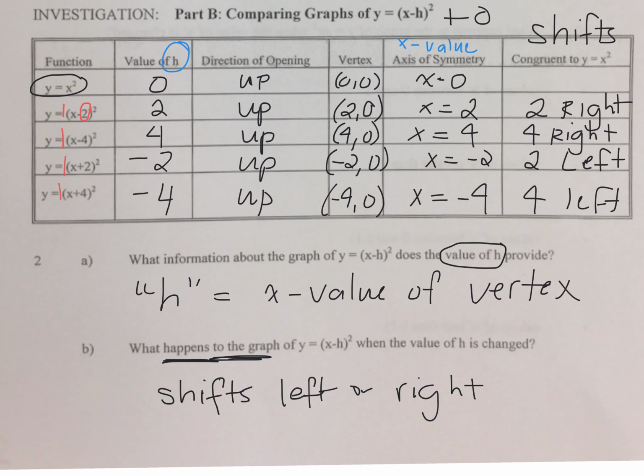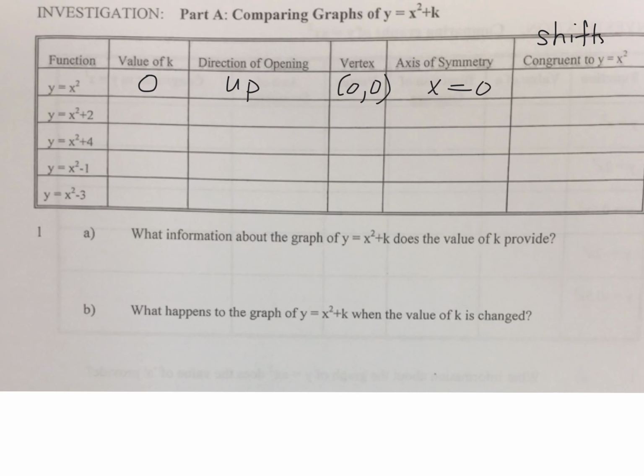Okay, pretty straightforward. For all of these parabolas, what is the a value? Positive 1, positive 1, positive 1, positive 1. So the direction of opening for all of these would be up. So we can fill that part out. Okay, now we're looking at k. So now h is equal to 0. There's no horizontal shift. It doesn't go left or right. It only goes up or down.